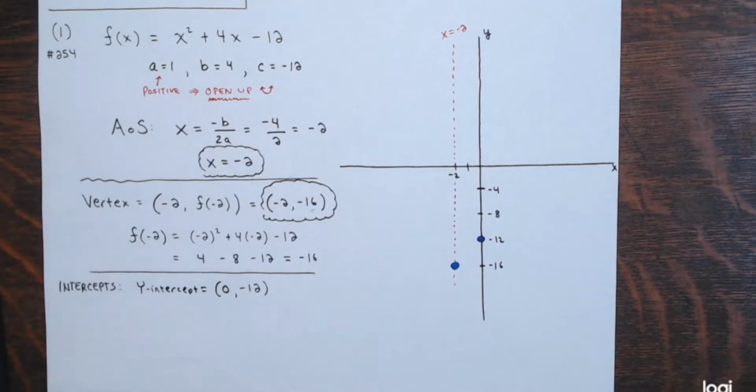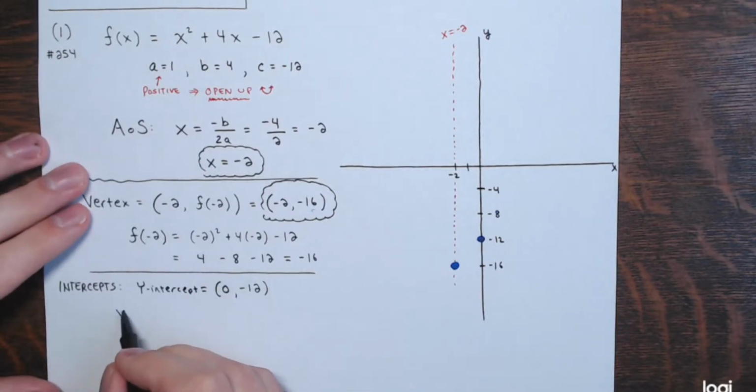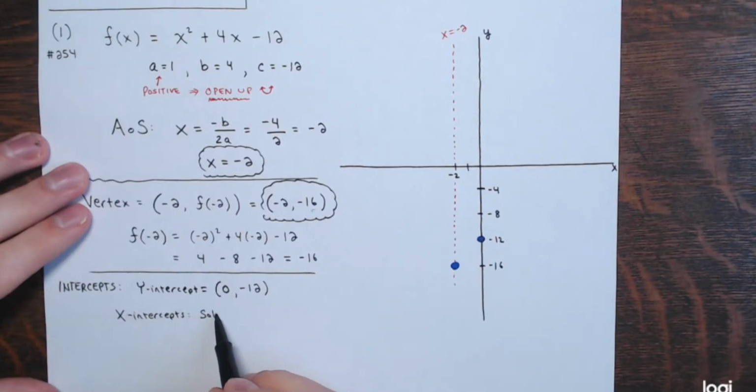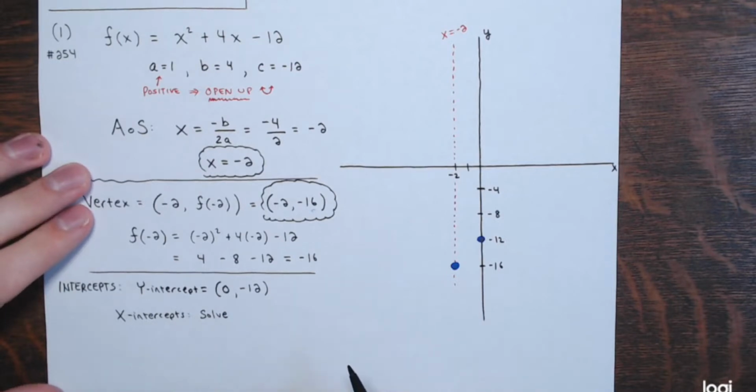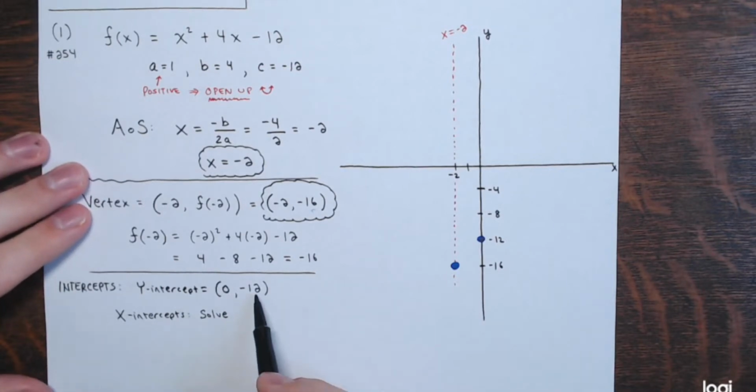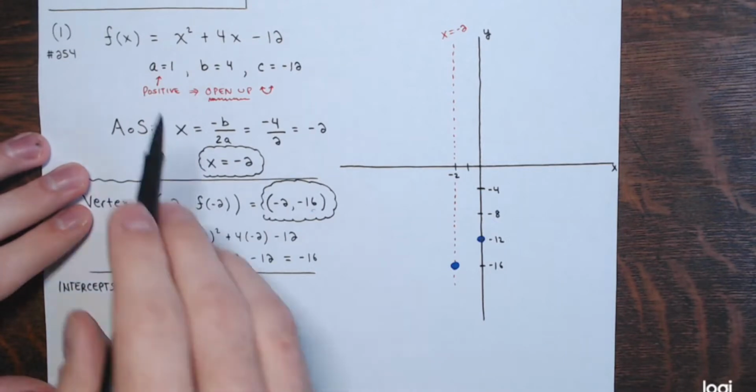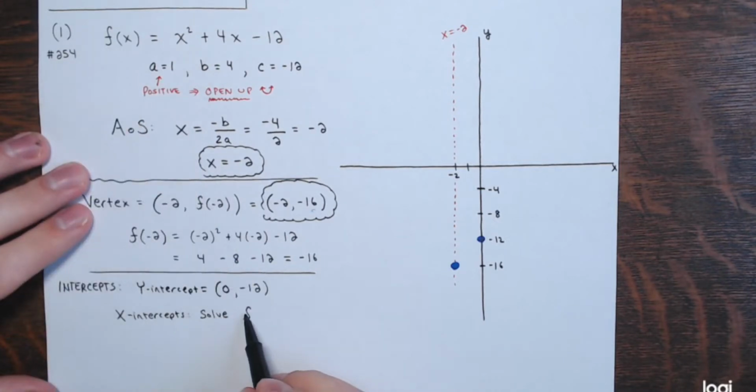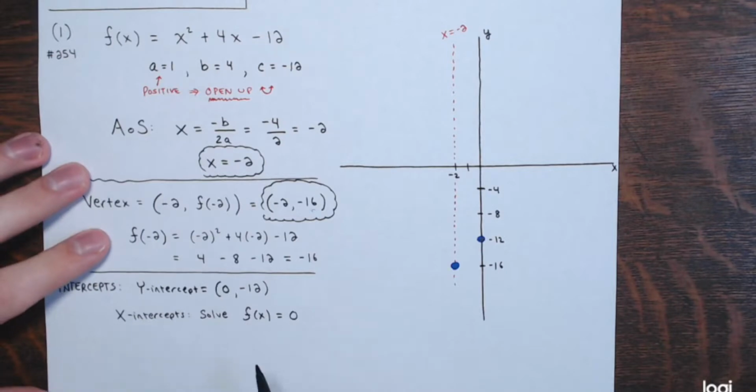Then the x-intercepts. Again, you've seen this in a previous video. You're solving the following equation. X-intercepts have a y-coordinate of 0. When is the output equal to 0? When is f of x equal to 0? Then you solve for x. You find what values of x give an output of 0. So when is x squared plus 4x minus 12 equal to 0?